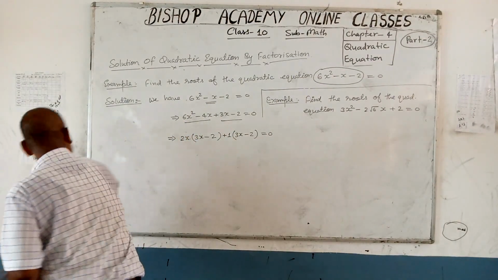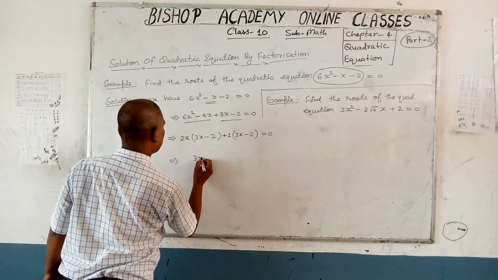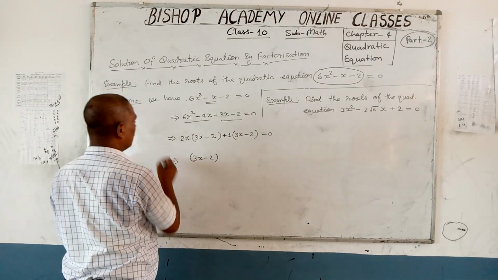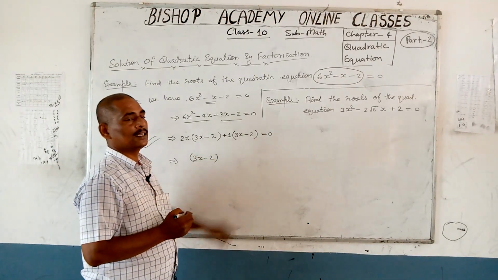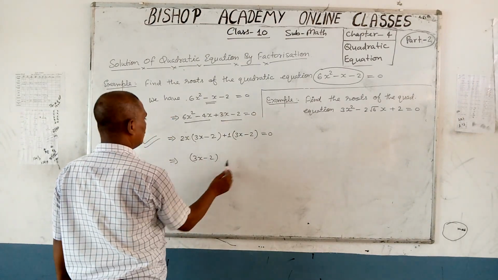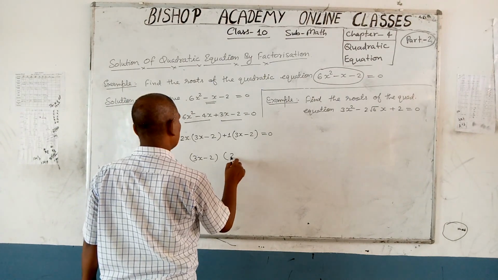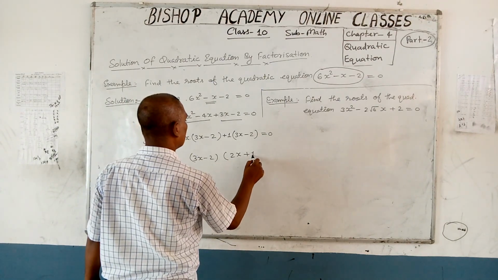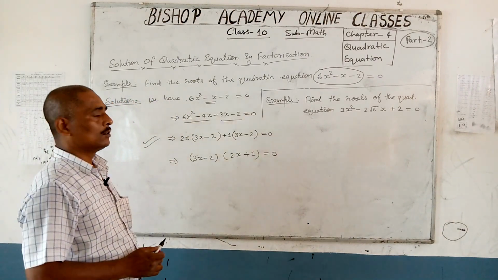Now you will factorize again in the next step. You get 3x minus 2 as a common factor. In this step, 3x minus 2 is the common factor. Again, factorizing this step, you get 3x minus 2 into 2x plus 1 is equal to 0.